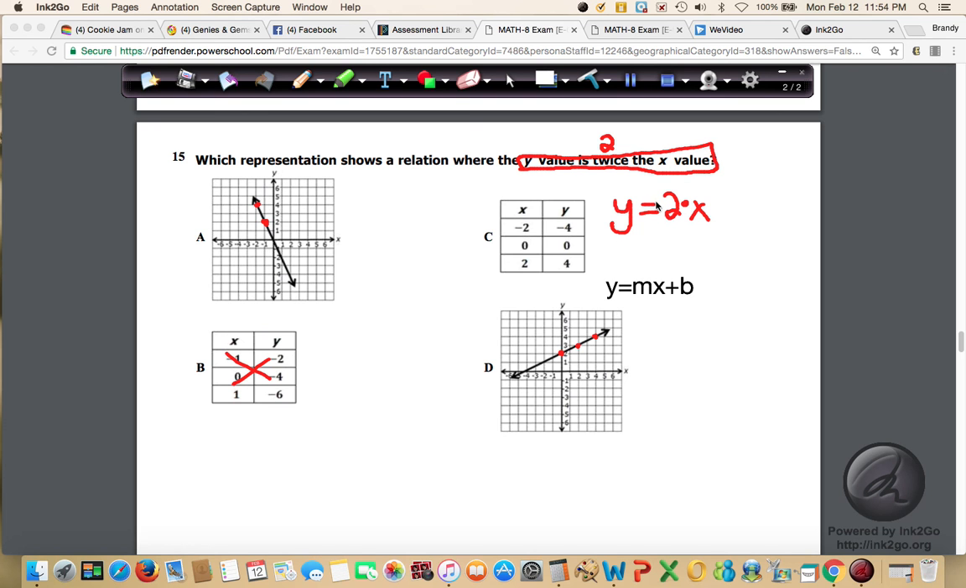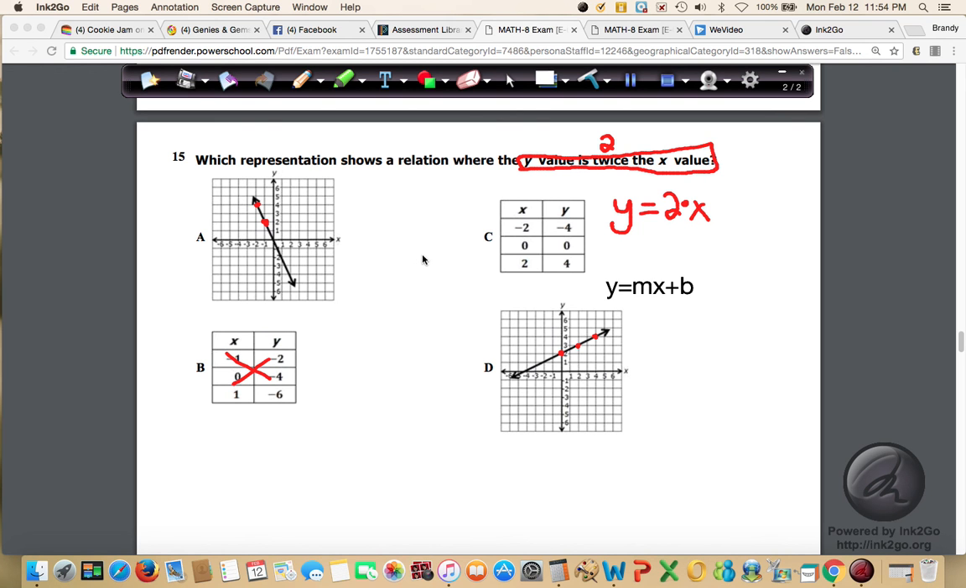Also, what kind of number is 2? Seems to be a positive number. Is that a positive slope? Might be an easy way to get rid of some of these options. Is this a positive slope? And again, the plus b, that's your y-intercept. If there is no y-intercept, what does that mean? Does that mean it doesn't ever cross the y-axis? Or does it mean that it goes through at 0?